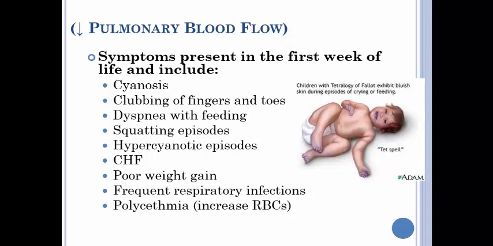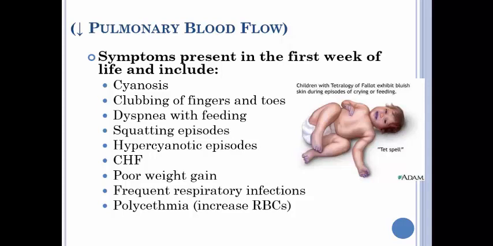They go through these hypercyanotic episodes, which you can see in the picture. Lips turn blue, hands and feet turn blue. They're called TET spells. They can show symptoms of congestive heart failure. They can have poor weight gain, frequent respiratory infections, and polycythemia.